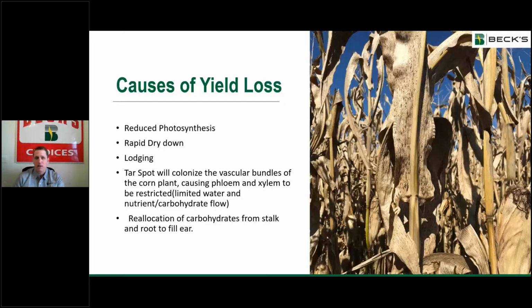And with what we know about hybrids now, modern hybrids, we're not adding kernels to the ear very much. We're getting our increased yield from kernel depth and kernel size. So if we can't have a full growing season, if tar spot cuts that down a little bit, we don't get that kernel depth, we don't get that grain weight, and we don't get that test weight, and that's where we start seeing those reductions in yield.